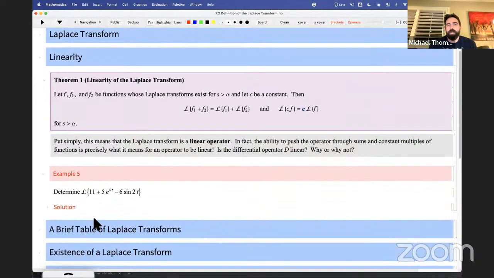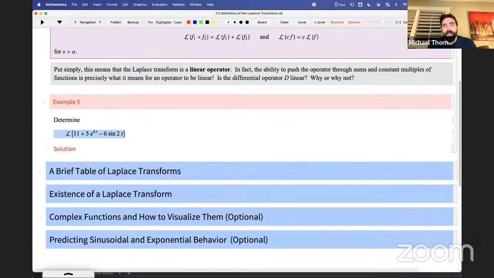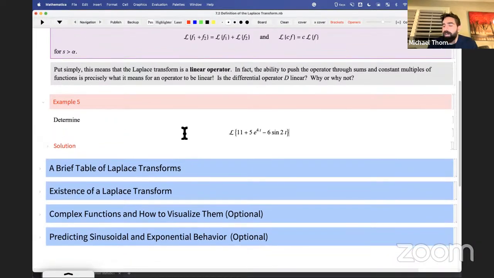So let's look at an example. We can exploit that. We can use that to our advantage. So let's say that we have a much more complicated function in the t domain that we want to transform into the S domain. All right, this looks a lot more complicated. I definitely don't want to plug this into the definition like we did in the first 4 examples.